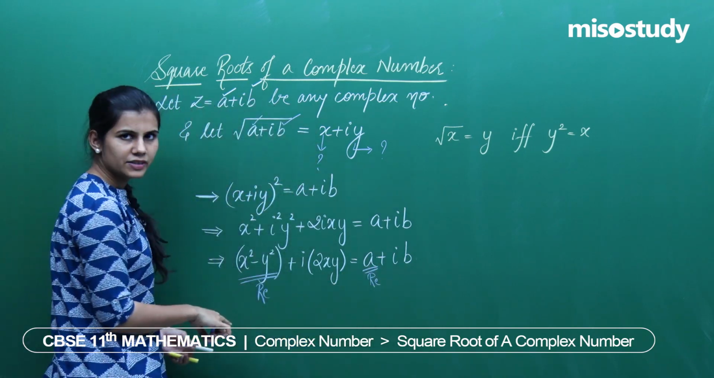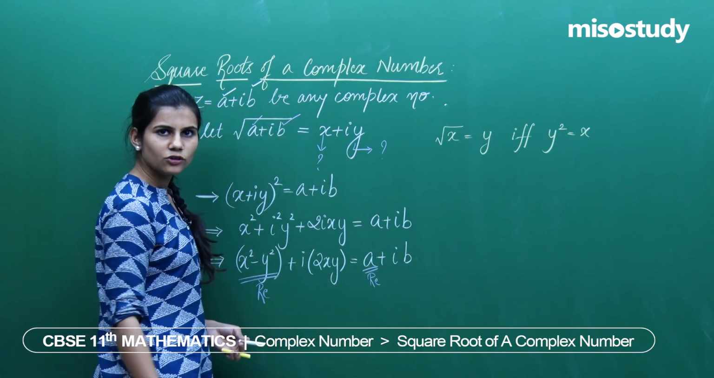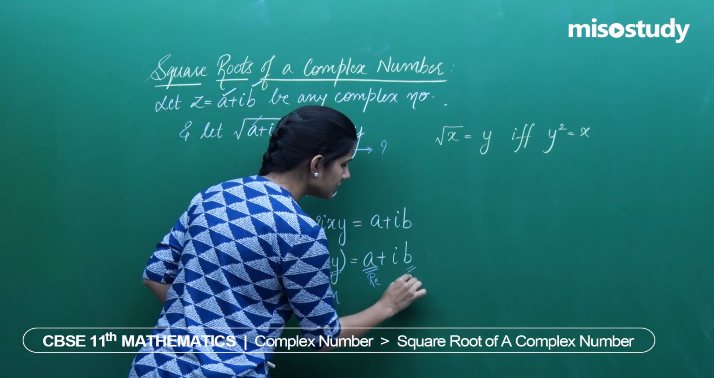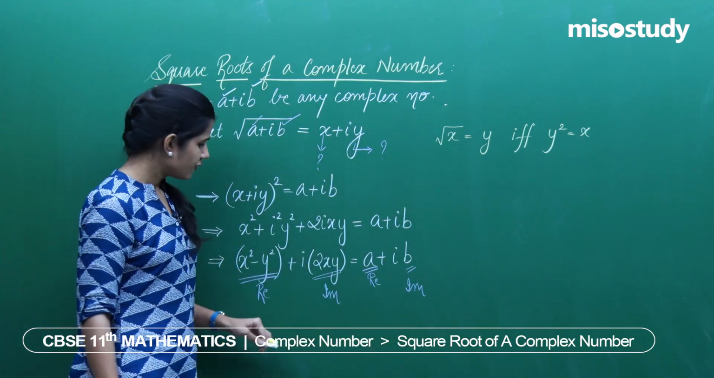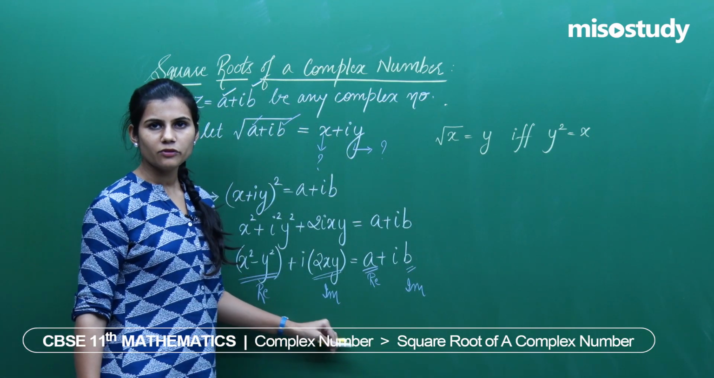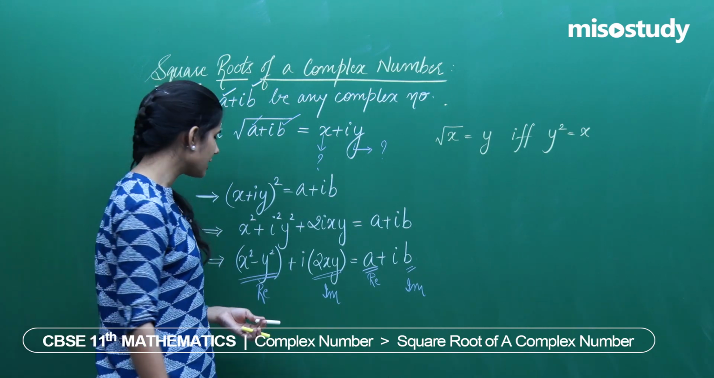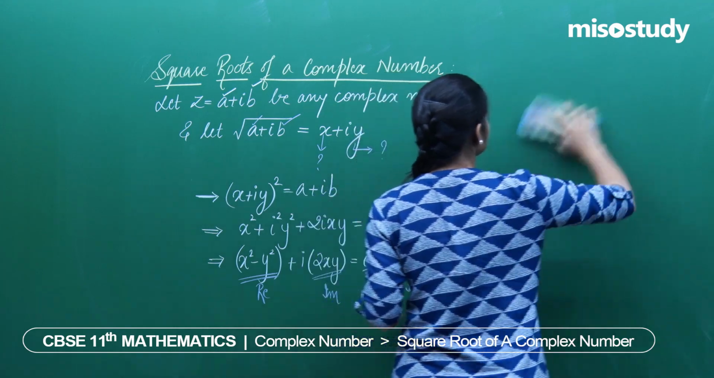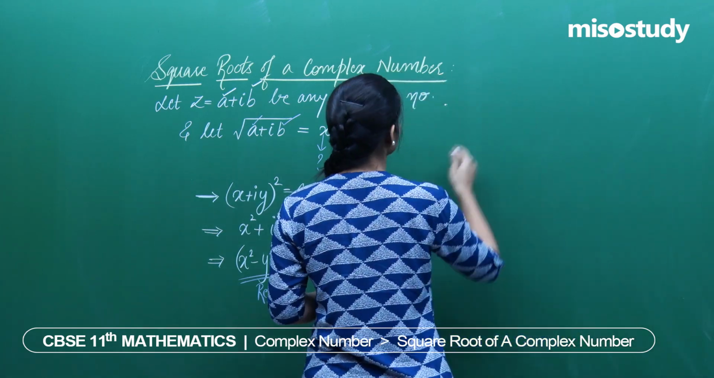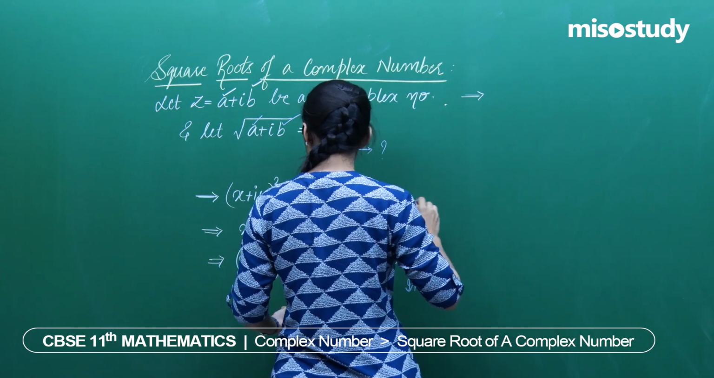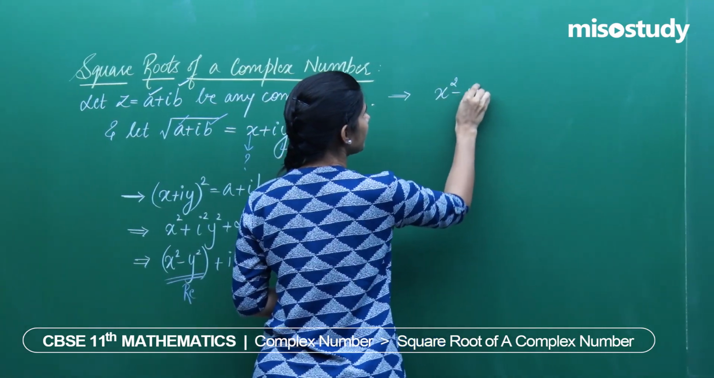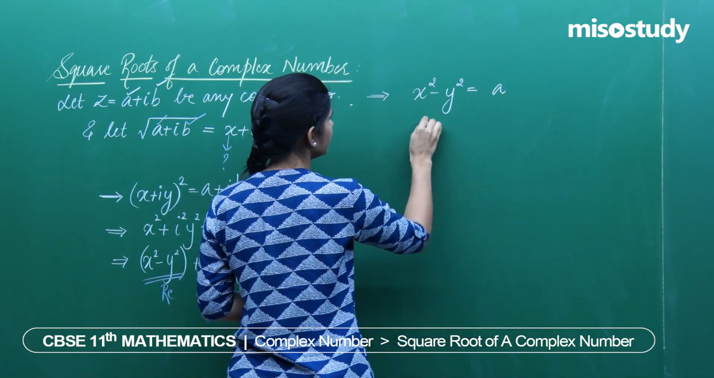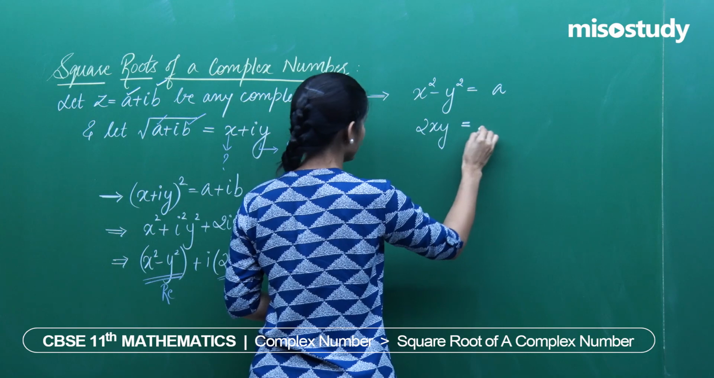This is the real part of the left hand side complex number, this is the real part of the right hand side complex number. 2xy is the imaginary part and here b is the imaginary part. If two complex numbers are the same, that is only possible when the real parts are the same and the imaginary parts are the same. So if these two complex numbers are the same, what does this imply? This implies real parts are the same. So you have x square minus y square is equal to a, and you also have 2xy is equal to b.